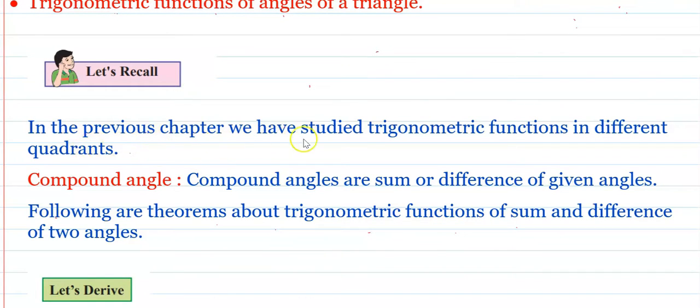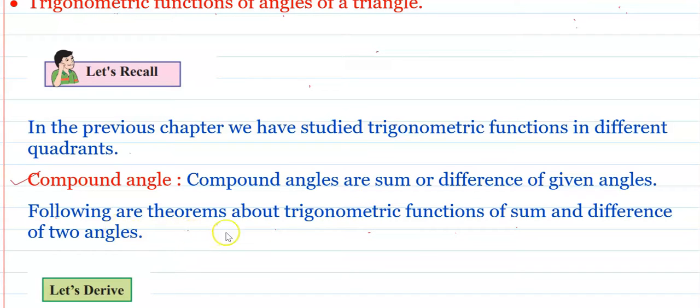In the previous chapter, we have studied the trigonometric functions in different quadrants. आपण trigonometric function वेगवेगळ्या quadrants मध्ये बघितली होती. आता इथे आपण compound angles बघणार आहोत. Compound angles are sum or the difference of given angles. एखादा angle असेल त्याचे दोन भाग करायचे and they may be the sum or they may be the difference.